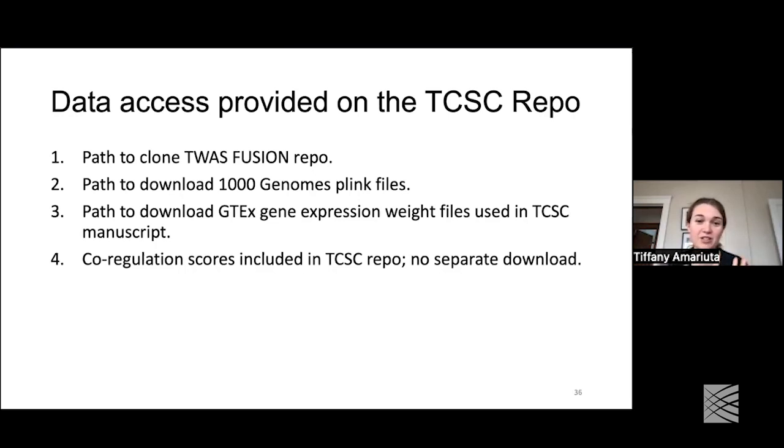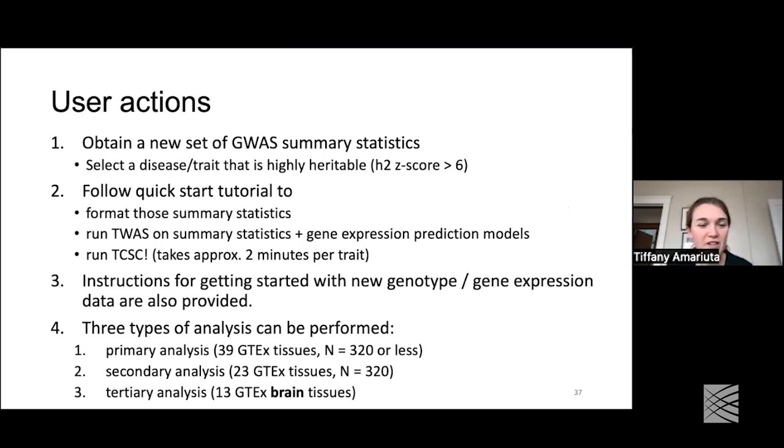So these are the GTEx gene expression weight files that I've used in the method. So you can download that, which again pertains to downsampled GTEx tissues. So this would be the preferable one to use if you were applying TCSC. And then finally, co-regulation scores, which need not be recomputed if you're using the same gene expression data that I am using. All right, so here's just sort of a list of the quick start.